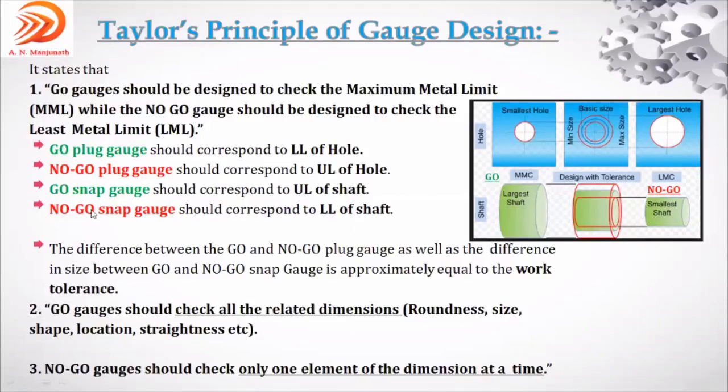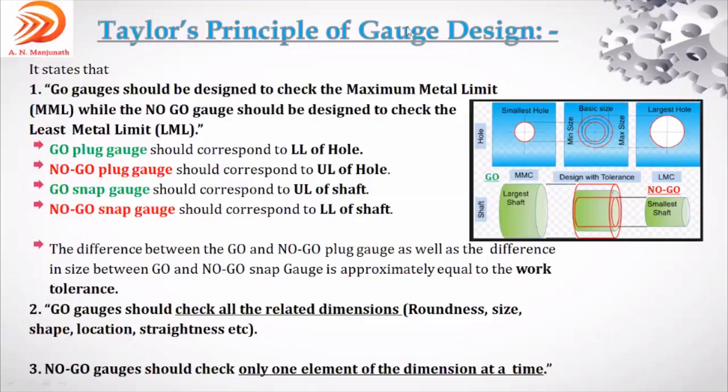If you take the no go snap gauge, it should correspond to the lower limit of the shaft. No go gauge for the shaft represents the smallest shaft here, that is the lower limit of the shaft. This image represents the Taylor principle only, as it is given over here, right? But earlier we explained this figure, then we came to this principle, so that you can understand it in a much better way. All the gauges are designed this way.